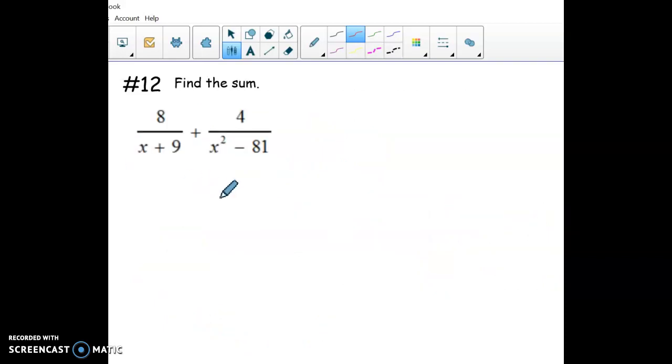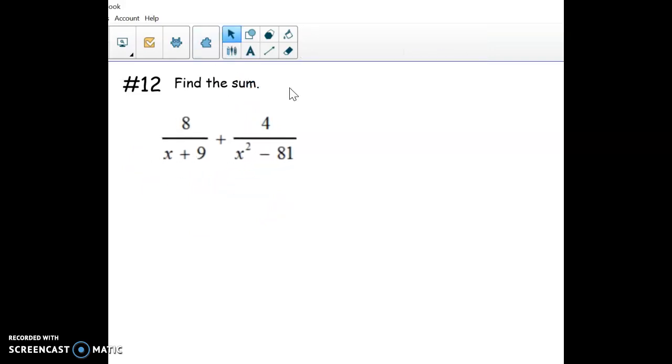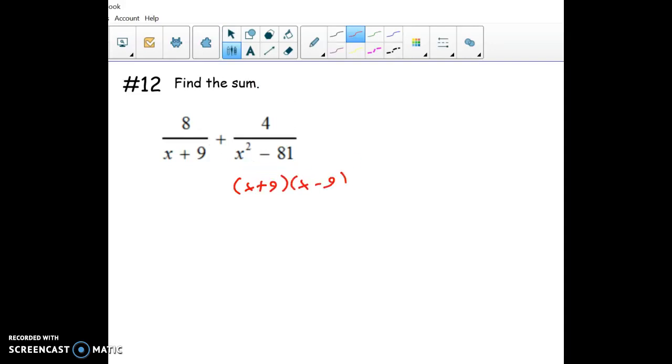Okay, last one, let's try an add one. Your hint here is you need a common denominator. Okay, so in order to add, again, common denominator, and I'm going to factor this denominator to x plus 9 times x minus 9. And what that would mean is to make them match, I need to take the top and bottom here times x minus 9. And then they would both be x minus 9, x plus 9. So that's going to be our common denominator.